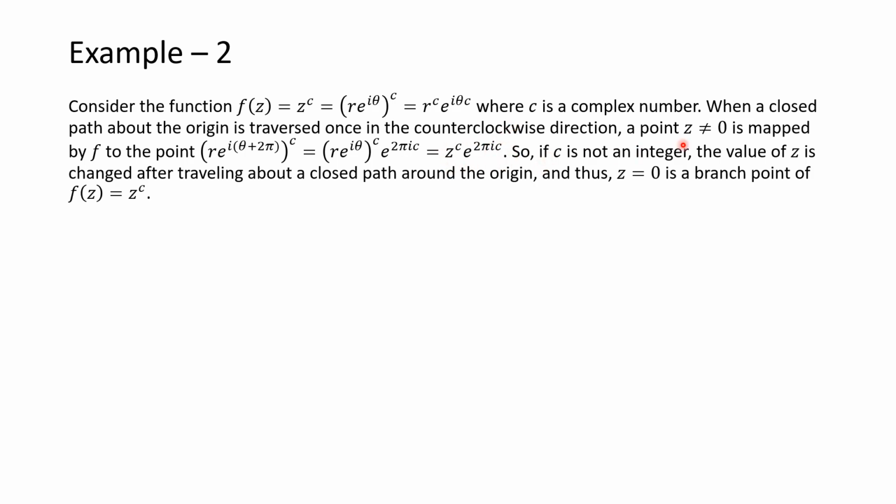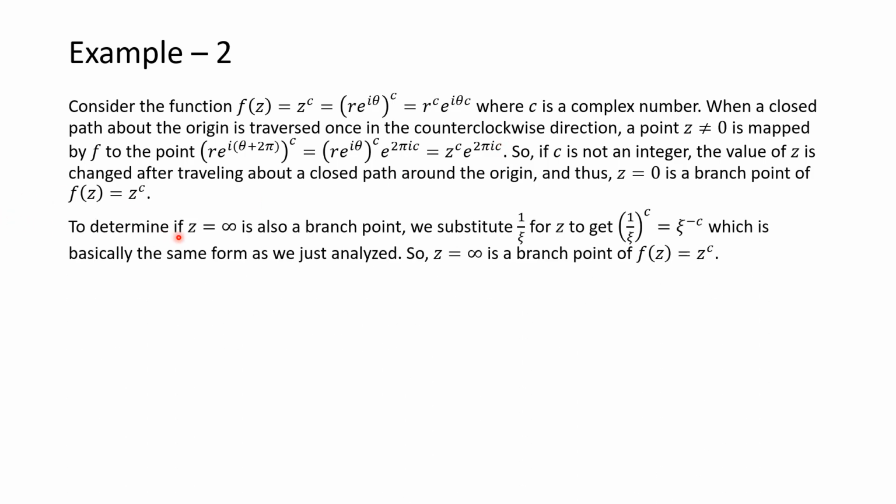And if c is not an integer, then we do come to a different value, which implies that we have a branch point at z equals 0. Now, if c is an integer, then this e to the 2 pi i times an integer, from Euler's equation, is just 1, in which case we would return to the same value, and z equals 0 would not be a branch point.